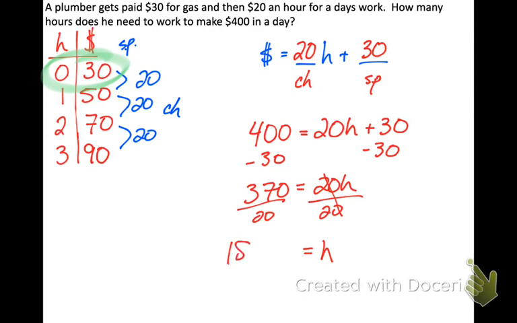18 and a half. 18.5 hours, or 18 and 1/2 of an hour. Okay, 18 hours and 30 minutes. So again, that's it.